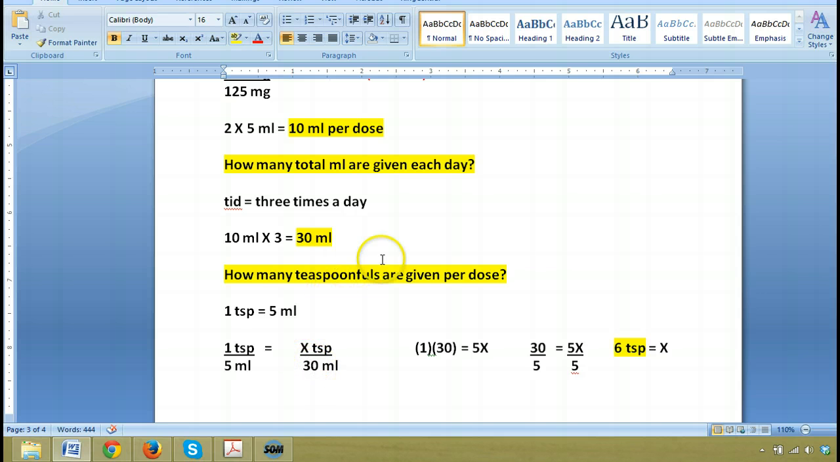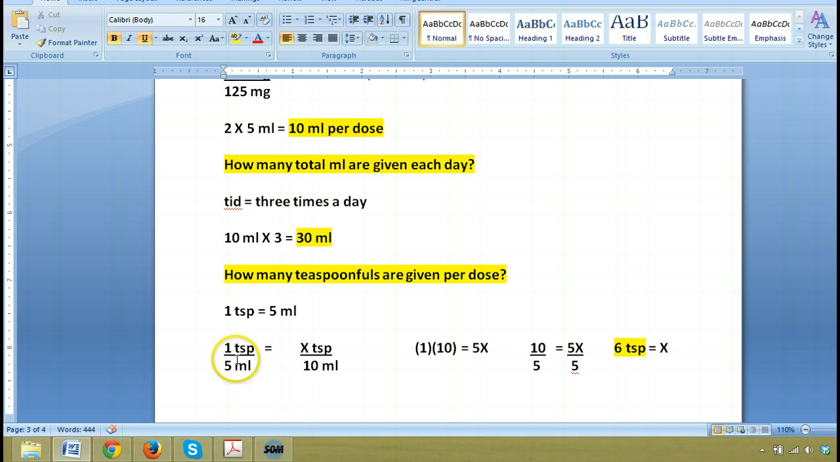You know what? I just made a mistake here. We want to do 30 mils is what we're giving for the whole day. I need to change this 30 to 10, right? 10 mils per dose. That is my mistake. So it says how many teaspoons are given per dose. Down here we're going to put 10 mils, because that's how many mils we're giving per dose. So I need to change some things here. 10.